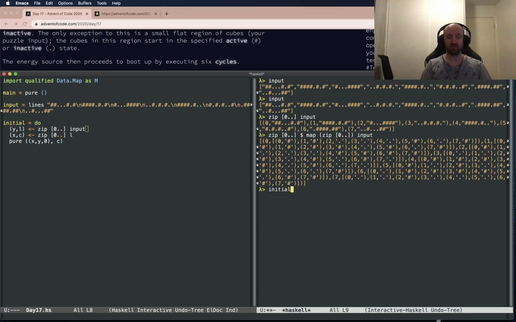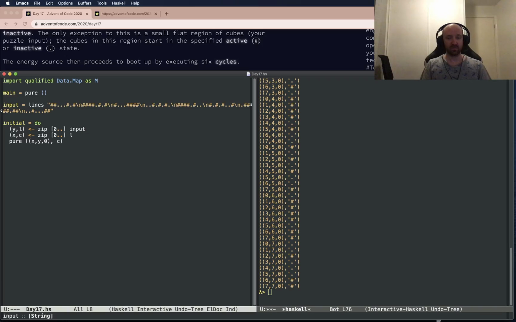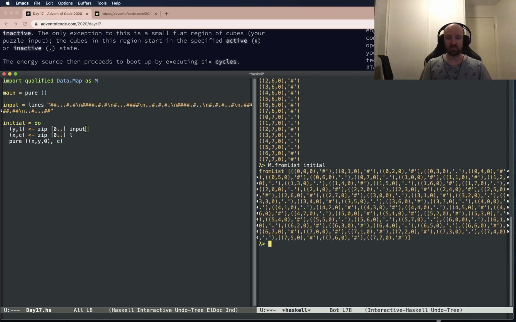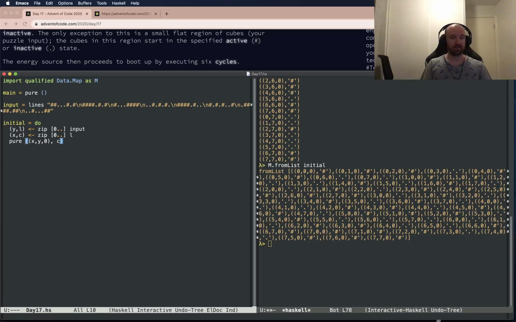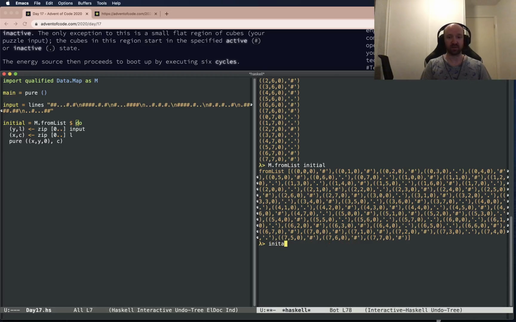So initial is a list of coordinates with their value, and there you are, right? So there's our initial state. And then it's just a matter of turning that list into a map. All right. So, oops. So our initial state is exactly one of these maps.